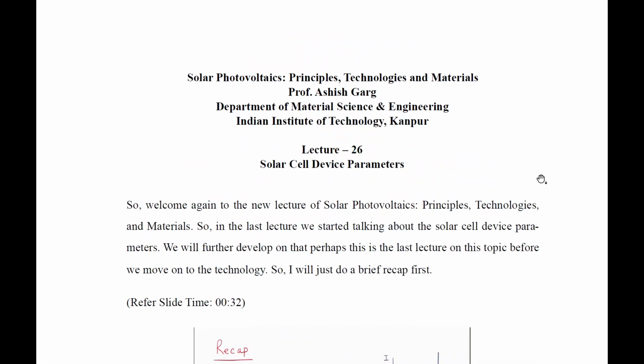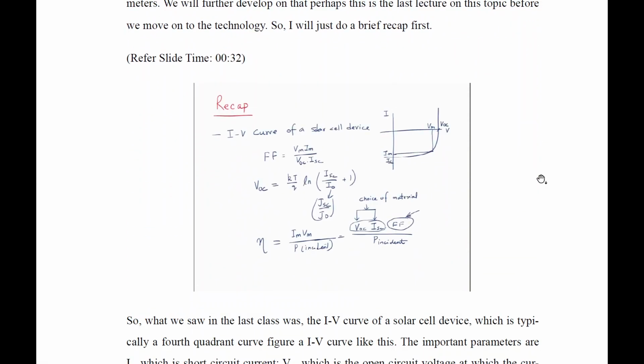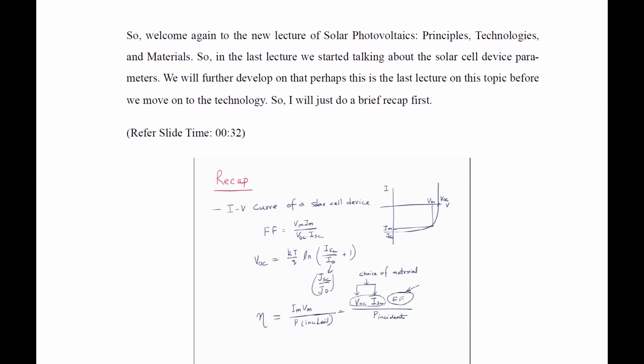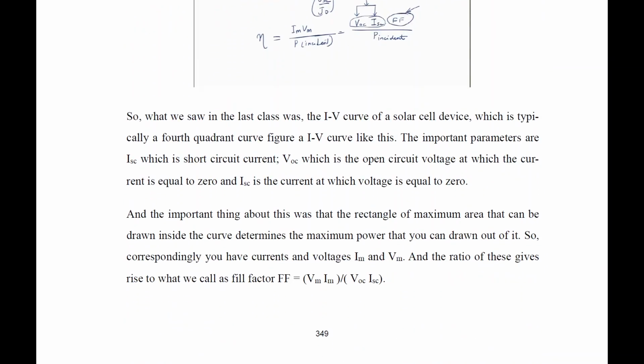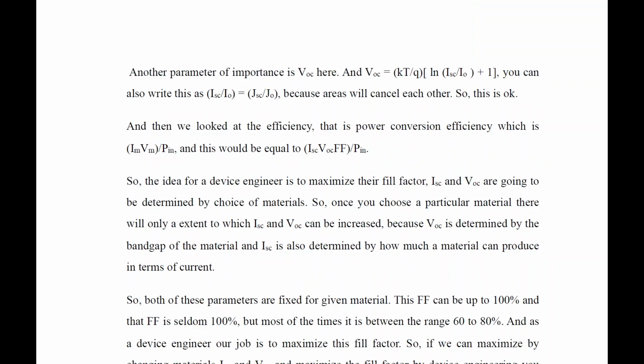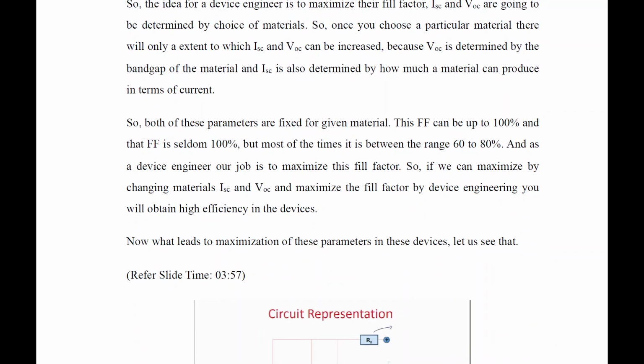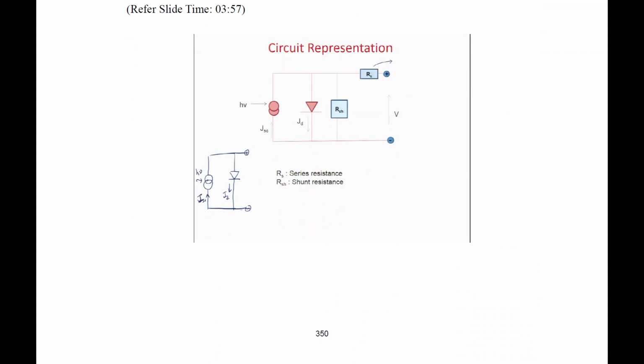In the week 6 and 7 classes, sir has talked about the different solar cell device parameters, the IV curve, and how we calculate this VOC and eta efficiency. I have already made you solve certain numericals in the last class, and then there is this circuit representation.